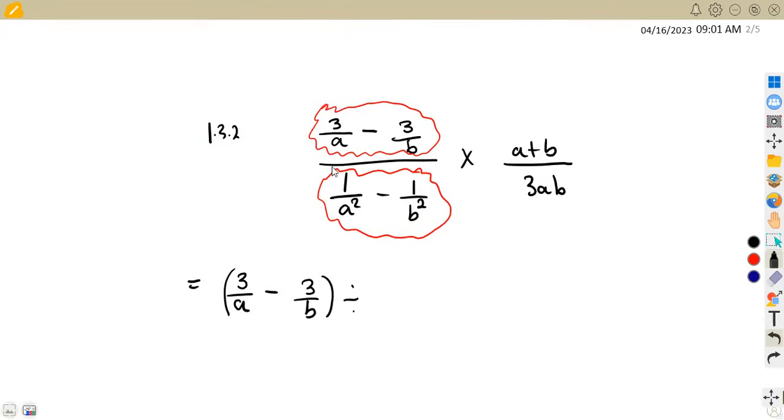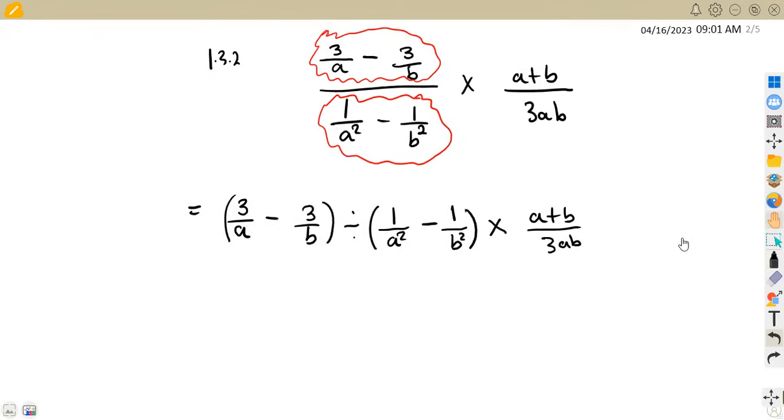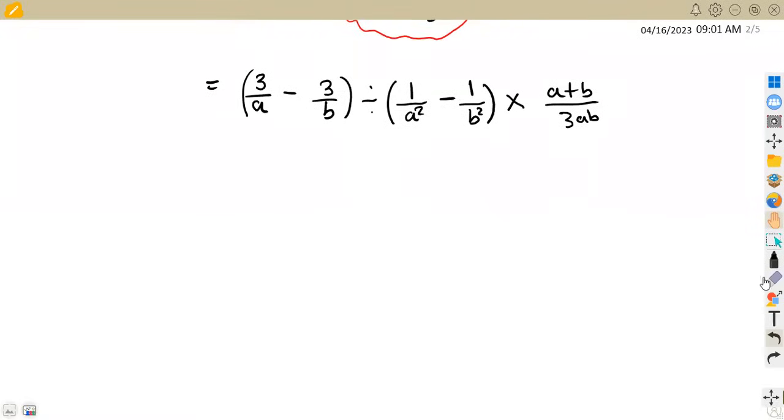So you can even open a bracket to indicate this is a single part. Divided to, we are having this division. So it's divided to this part of 1 over a squared minus 1 over b squared like this. This is what it means. Everything times a plus b over 3ab like this. So meaning to say we are supposed to have a single fraction here, a single fraction here. All right, then we can simplify. Okay, so let's obtain our single fraction.